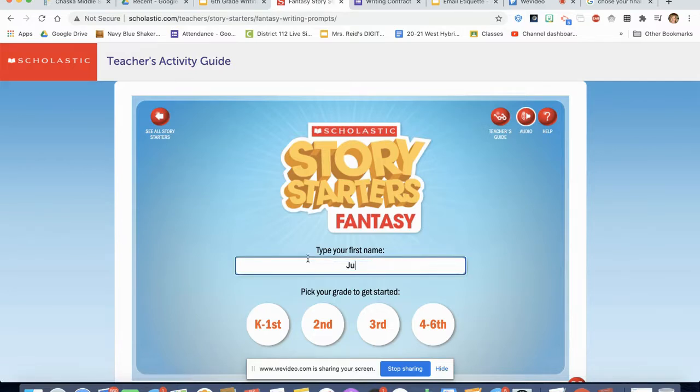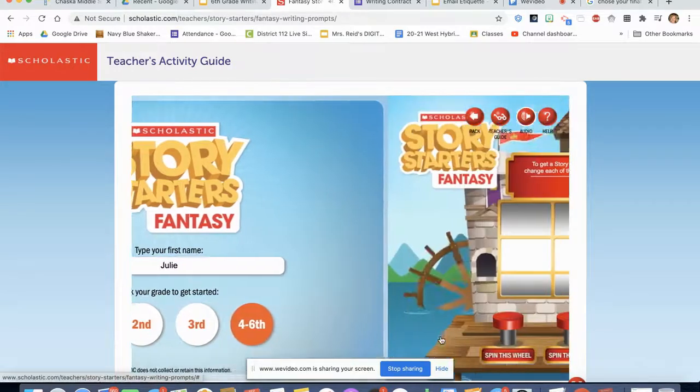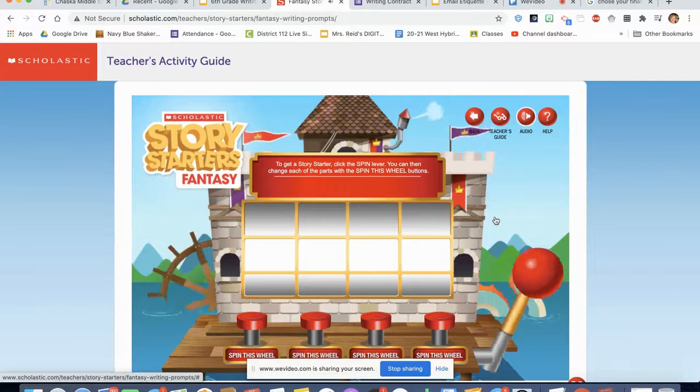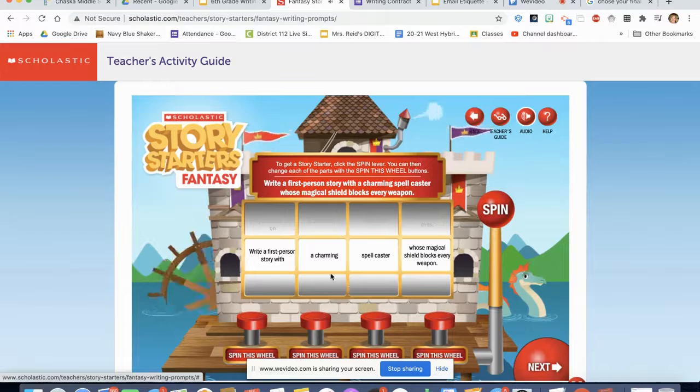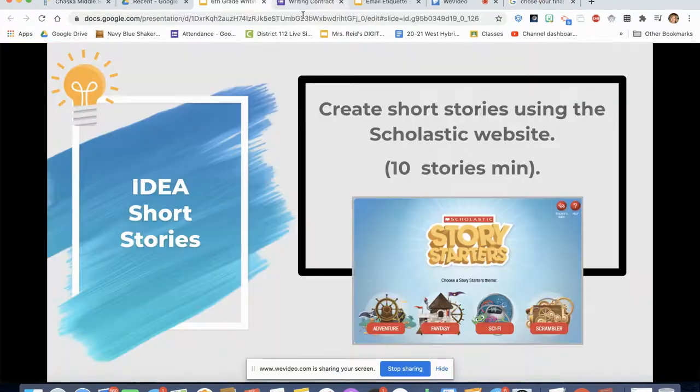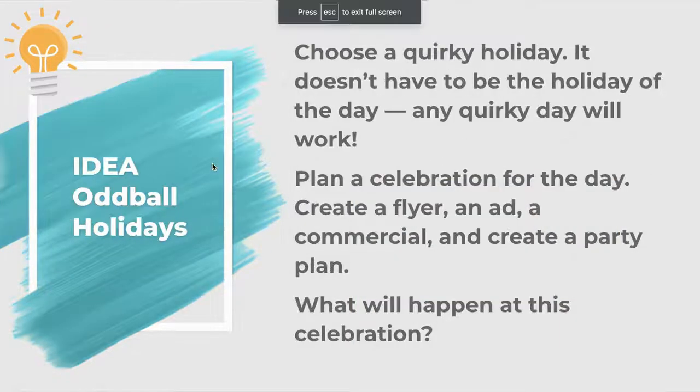Sorry. Let's just put Julie. And then what's kind of fun is it does a spin. And then you can write a story. Write a first-person story about a charming spellcaster whose magical shield blocks every weapon. So that might be a really fun activity to do. And if you do that, I want you to write 10 stories minimum.